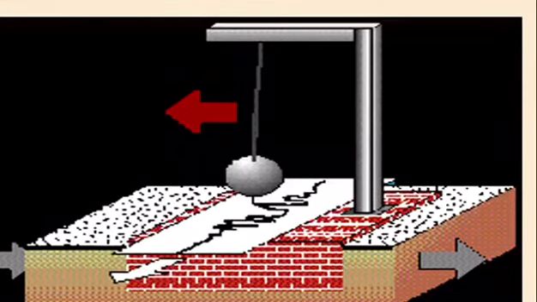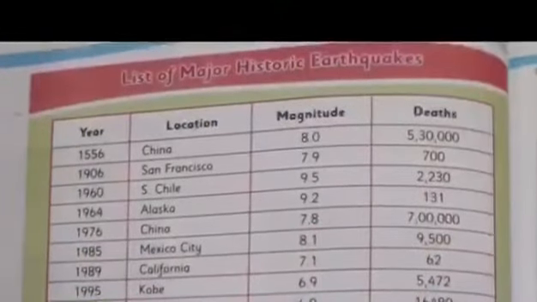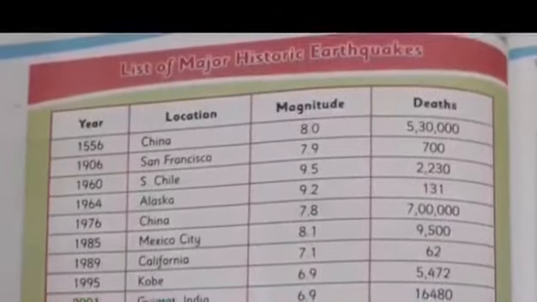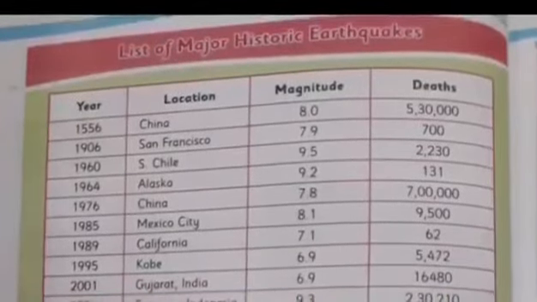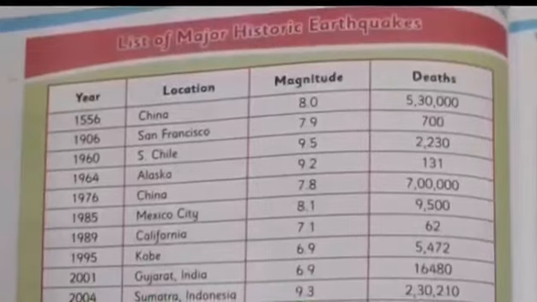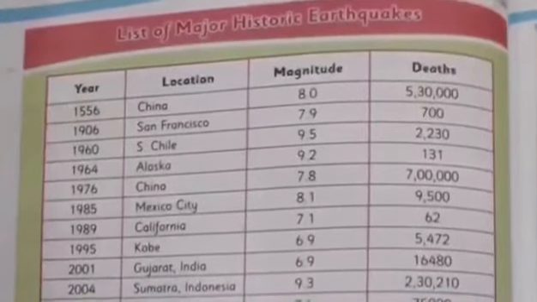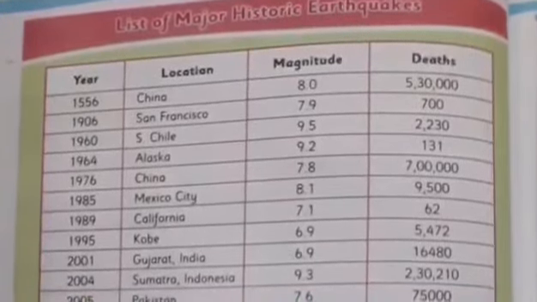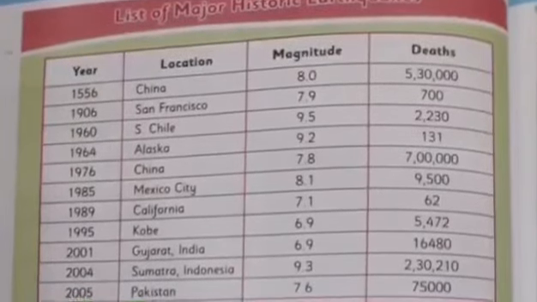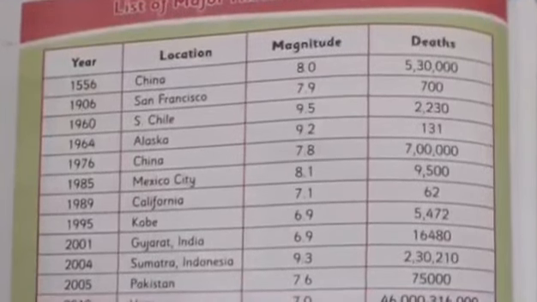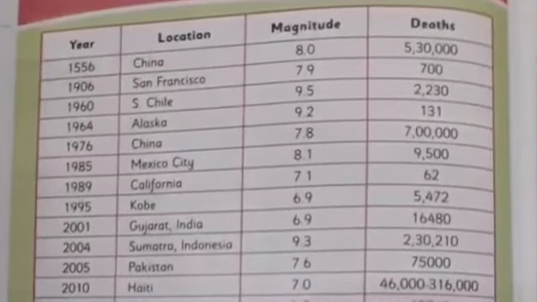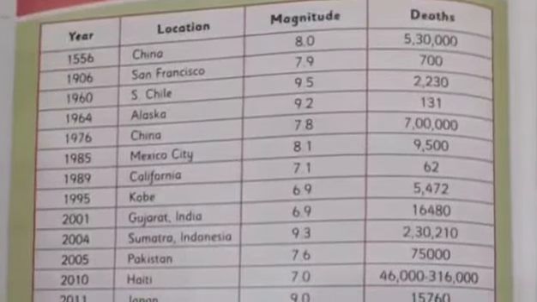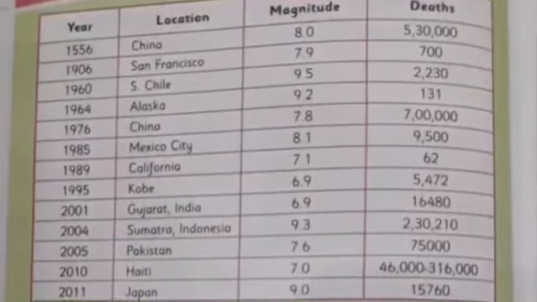So girls and guys, here's page number 14 of your first chapter of geography, that is the physical state of earth, and it shows the list of major historic earthquakes. So here your book has mentioned the earthquakes in different years, with location, magnitude, and depth. So I want you all to just read this page and have a better understanding of it.